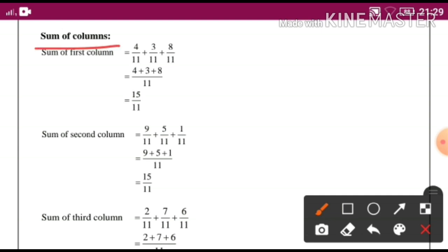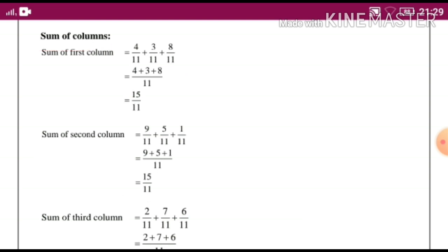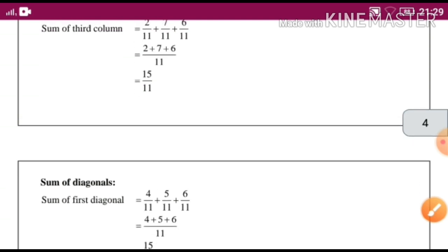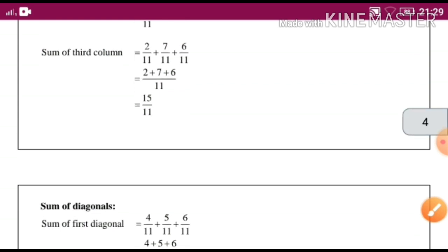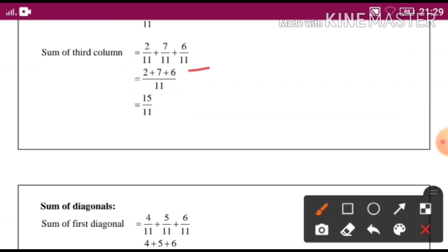The sum of the first column is 4 by 11 plus 3 by 11 plus 8 by 11. By adding all of these, we get 15 by 11. This is also the same. Now the sum of the second column: 9 by 11 plus 5 by 11 plus 1 by 11. By adding all of this, we also get 15 by 11. Now the sum of the third column, that is 2 by 11 plus 7 by 11 plus 6 by 11. By adding them, we get 2 plus 7 plus 6 upon 11, and the answer is 15 by 11. This is also 15 by 11.